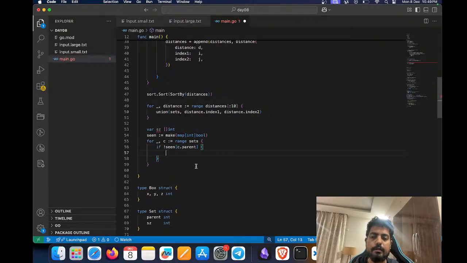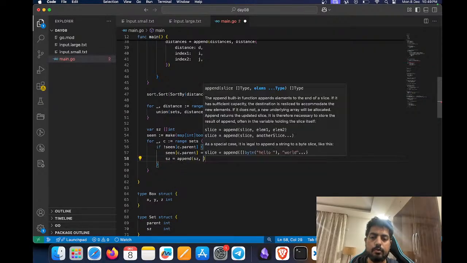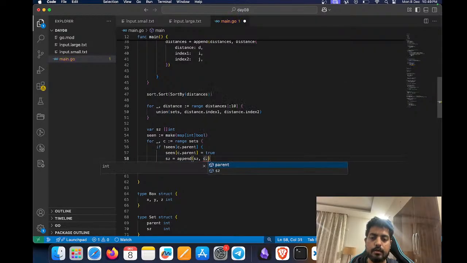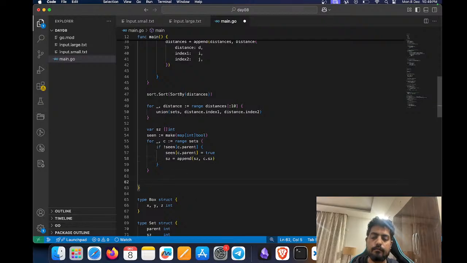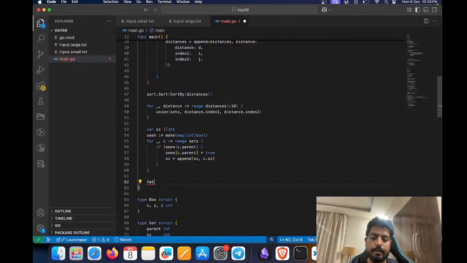If we have not seen the parent, then seen c.parent equals true, and other than that we just store c.size. So I'll finally print the size array.